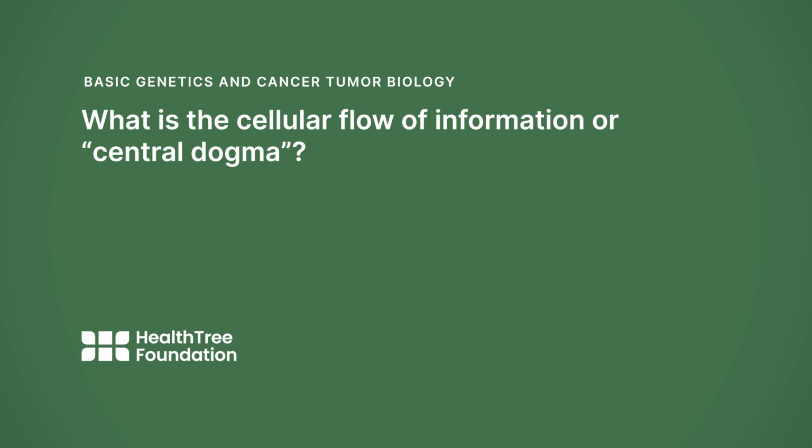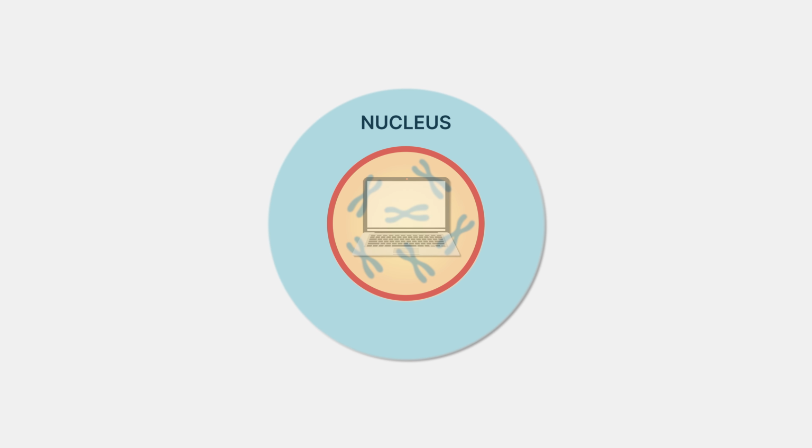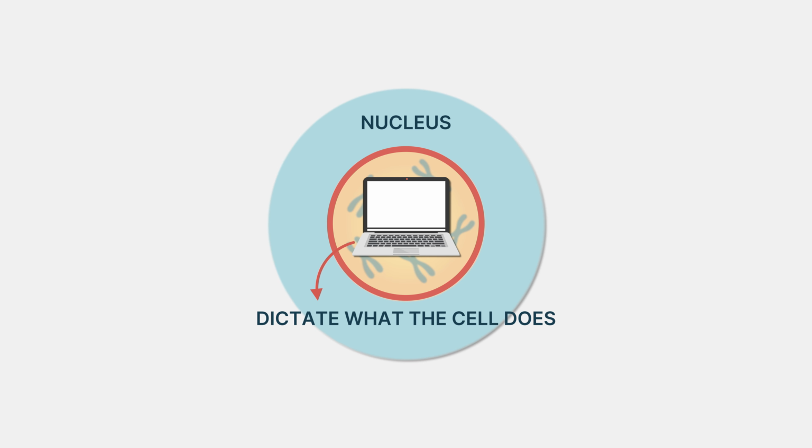What is the cellular flow of information, or central dogma? Let's think about the cellular flow of information. I have a diagram here of a cell, and I have diagrammed in this picture the nucleus of the cell that contains a computer. The computer is basically the code that dictates what that cell does, the function of that cell. And that code is the DNA.